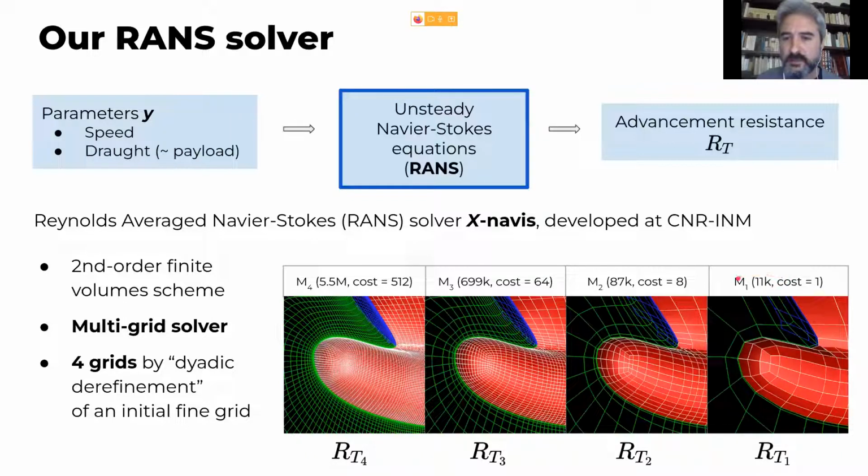And then the cost, we assume that the cost of solving the PDE over a mesh is linearly proportional to the number of elements in the mesh. So this is cost 1, the second one is cost 8, cost 64, and cost 512. So there's a huge difference in cost between the coarsest and the most refined mesh.